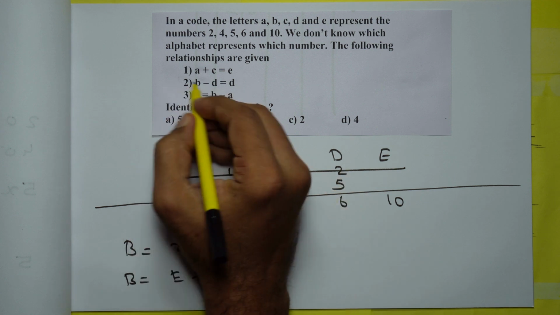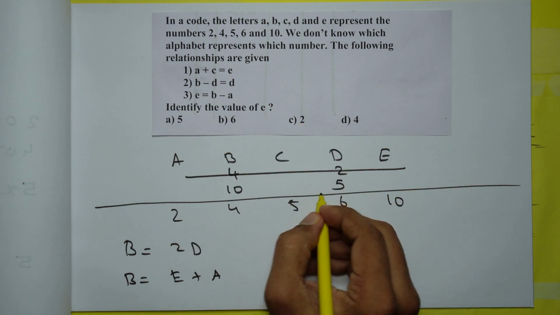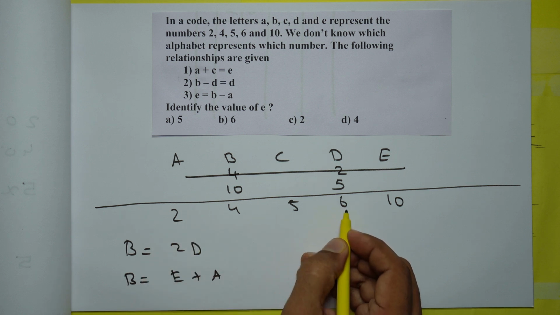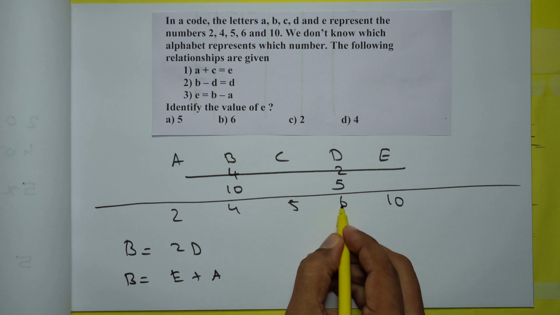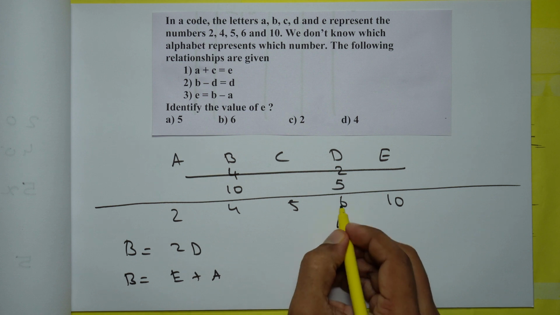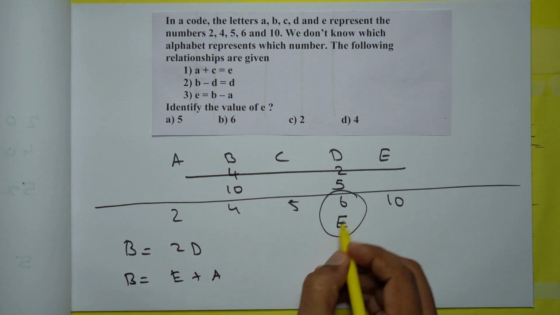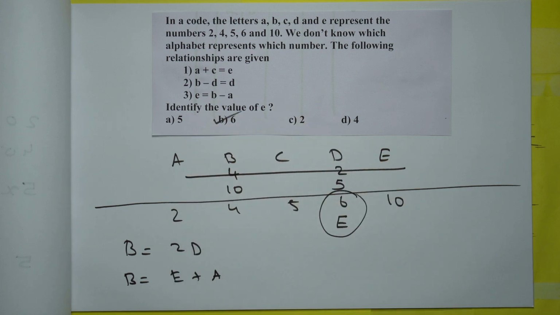Now look at the first relationship. A plus C is equal to E. And the remaining values that are there are 2, 4 and 6. So the only way out is E has to be 6, and 6 is equal to 2 plus 4. That is, E is equal to A plus C. So the value of E is 6. So option B, 6.